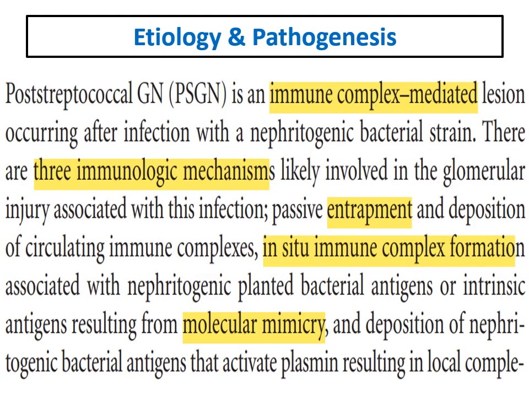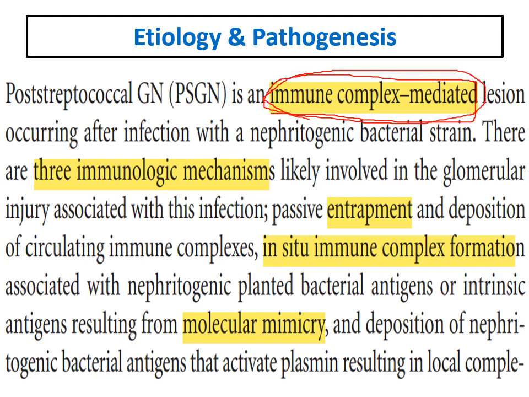What about the pathogenesis? Post-streptococcal glomerulonephritis is a prototype or a classic example of immune complex mediated glomerular injury.